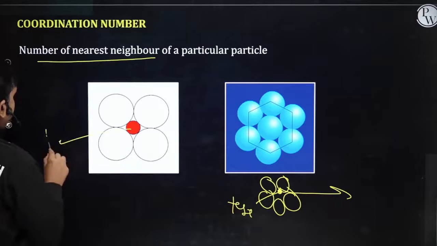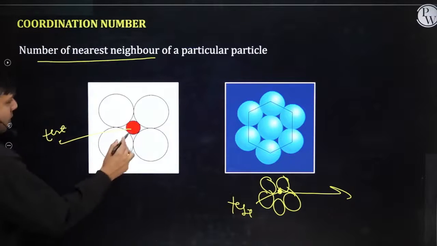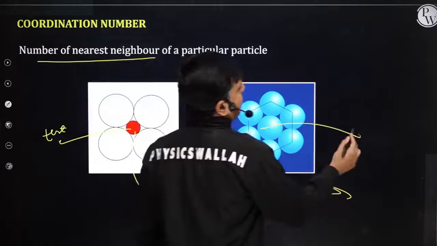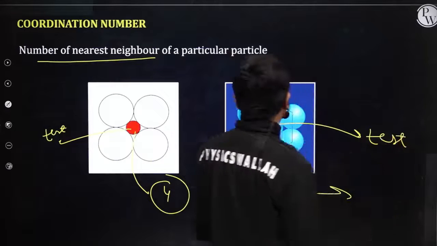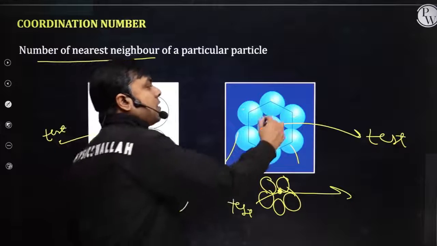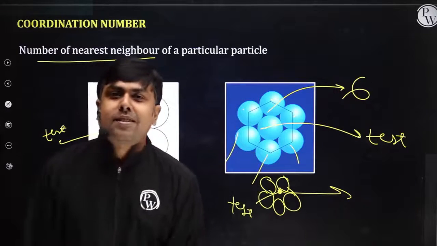Let's talk about this one. This is my test particle. How many particles are surrounding it? 4. So what's the coordination number of this one? 4. This is my test particle. How many particles are surrounding it? 1, 2, 3, 4, 5, 6. So what's the coordination number here? 6. Am I clear, students? Let's move ahead.